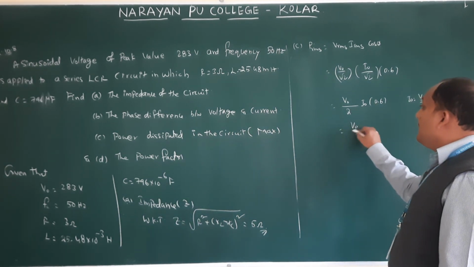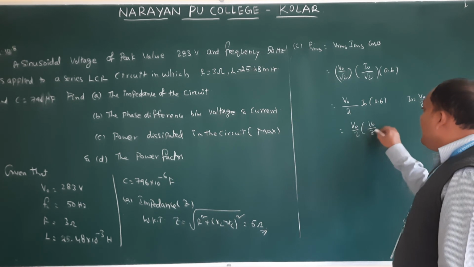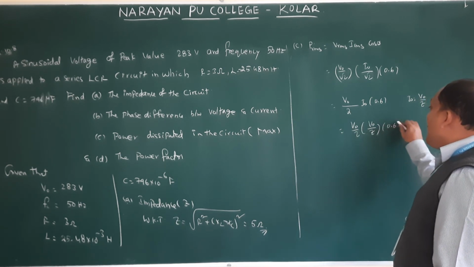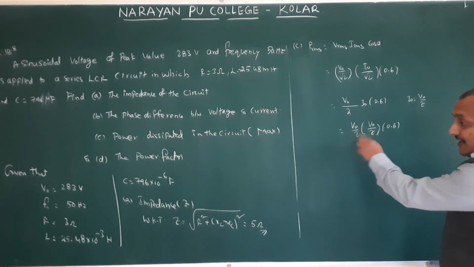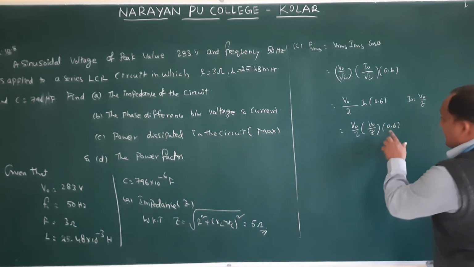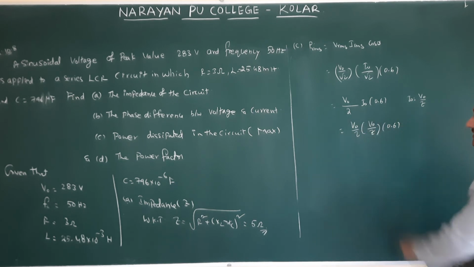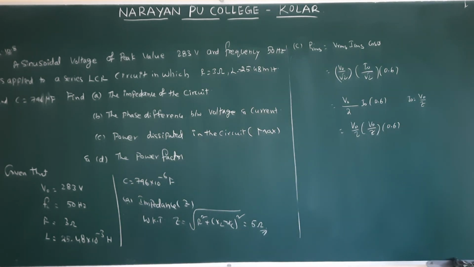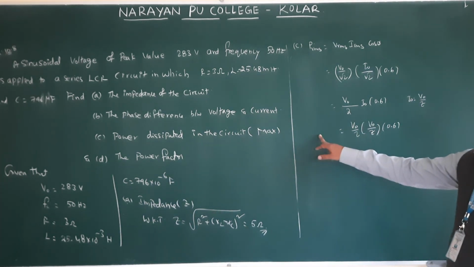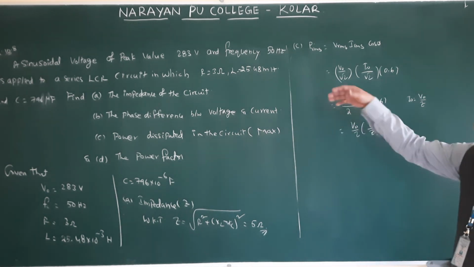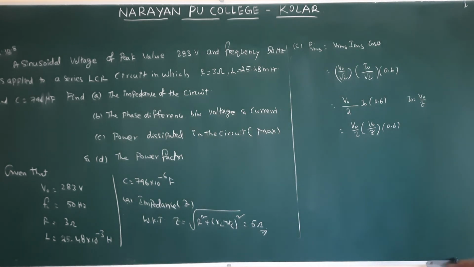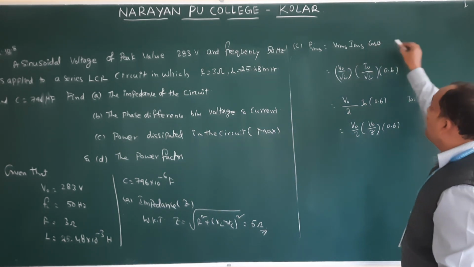Therefore, V naught by 2 into V naught by Z into 0.6. Now V naught value you came to know, Z value we already found, 5 ohms, and 0.6. Now if we substitute in this, you will get the power dissipated in the circuit. That is power, just power, not maximum power. If you want to write maximum power, what you have to eliminate? You have to eliminate this one.